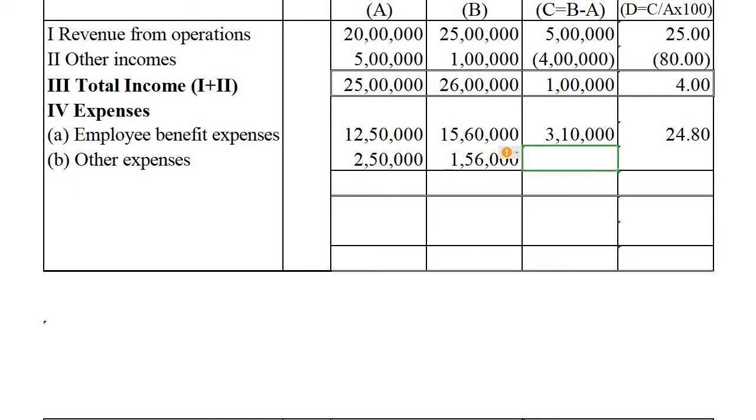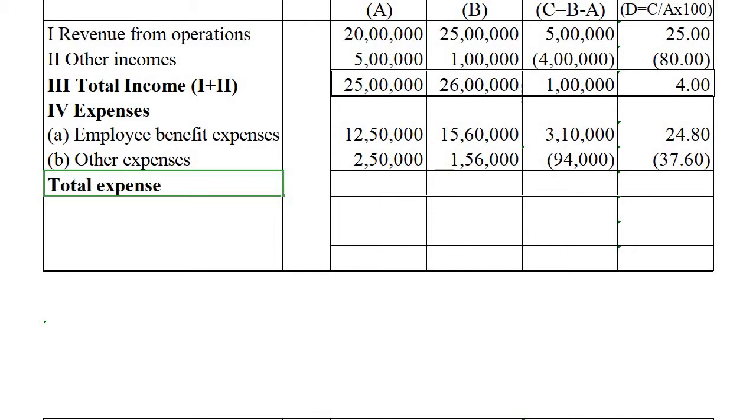10% of 15 lakh is 60,000. So there is a decrease in expense, a decrease of 94,000. So we will get the percentage also as a minus figure. That means minus 94,000 divided by 2 lakh 50,000 into 100. So we will get 37.60%. That is minus.